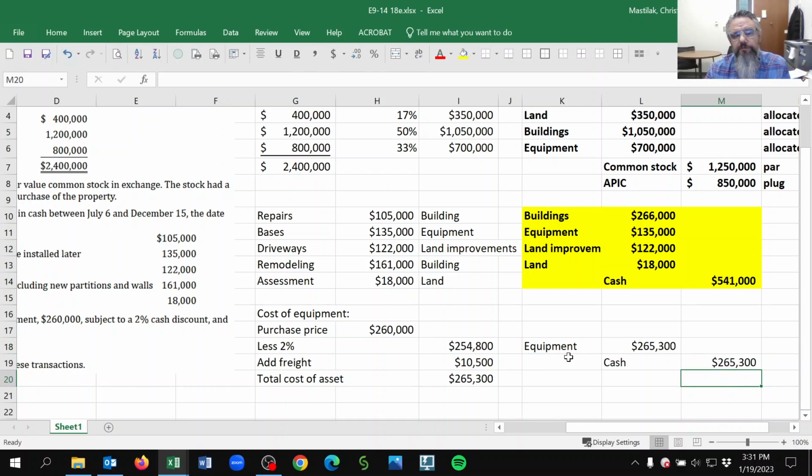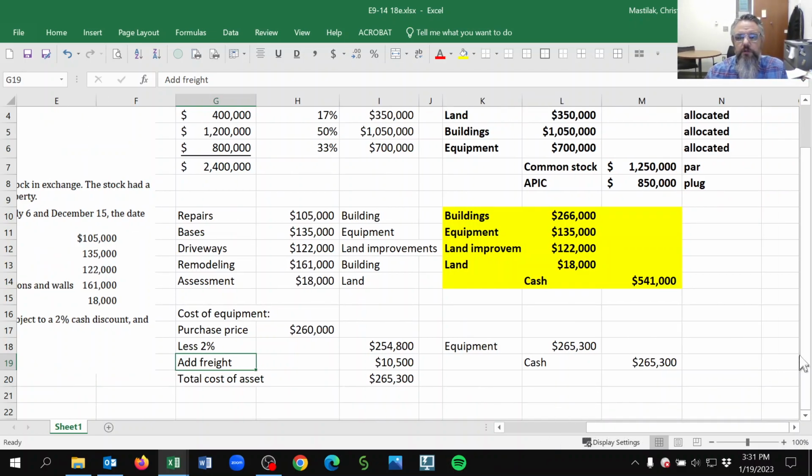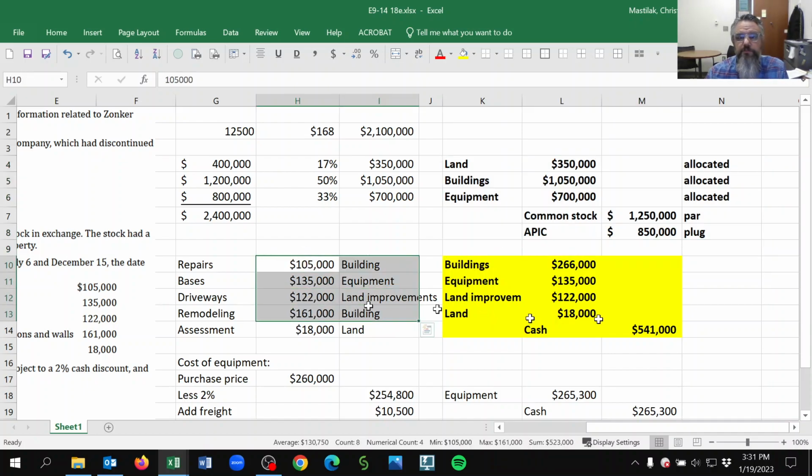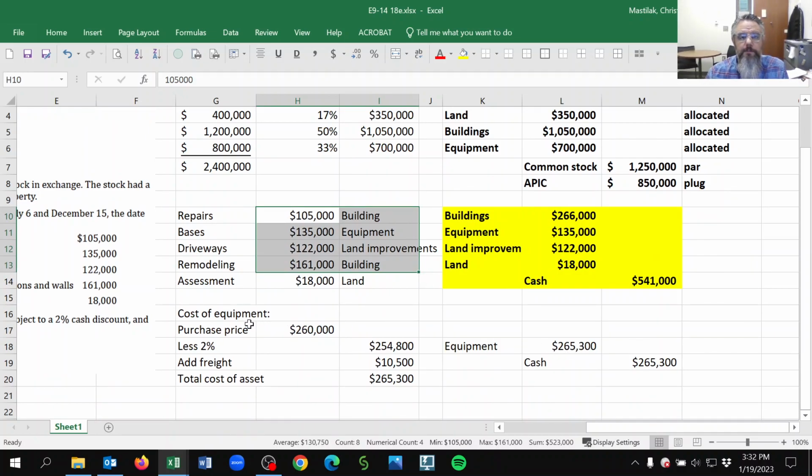So again, this is sort of putting together some of the pieces that we talked about. What do we call the value? It's what we actually gave up. It's including all the costs necessary to get the asset ready for use. Okay, so that's that. So those are the three parts of this problem. First, we're going to do our allocation. Then we're going to do our recognition piece. And then we're going to do our measurement of the cost.